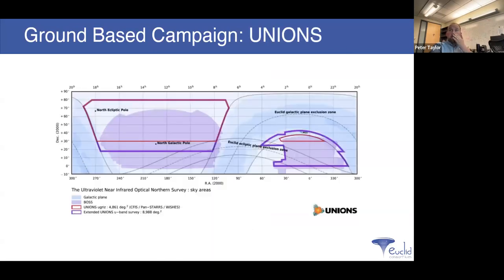And then Euclid also has a ground-based photometric campaign called UNIONS. This survey will be obtained with data from CFHT, Pan-STARRS, and the Subaru telescope. And this will cover about 5,000 square degrees in the u, g, r, i, and z bands in the north.